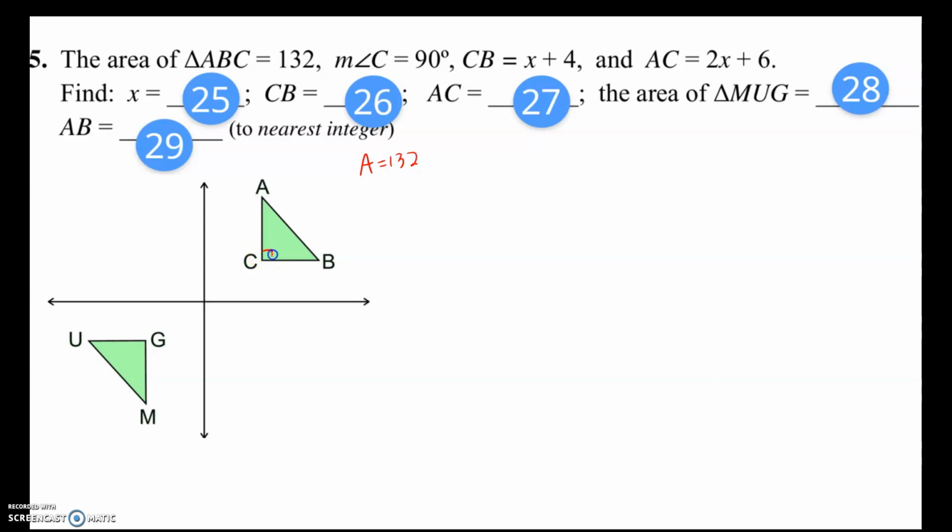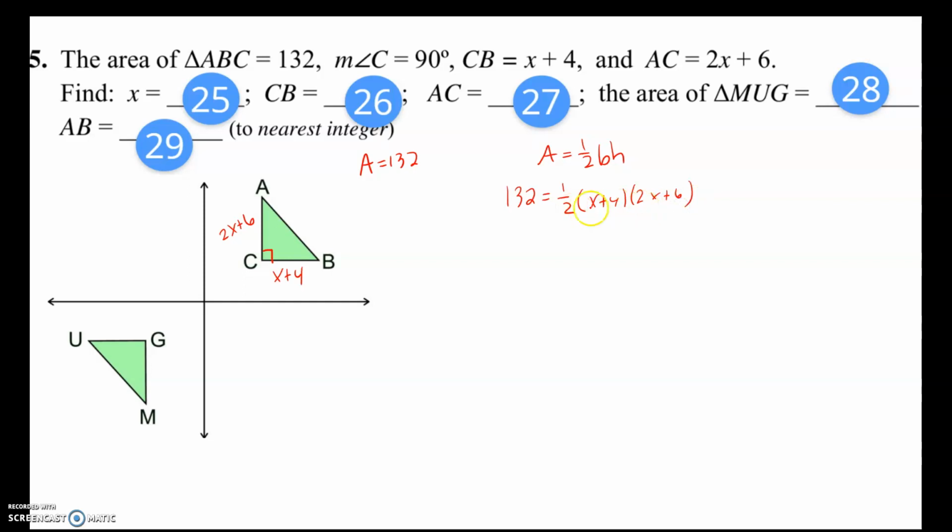They're telling you angle C is 90 degrees. CB has the length of x plus 4 and AC is 2x plus 6. They want us to find the value of x. Well, if we recall, the area of your triangle is equal to 1/2 your base times your height. All right, so I know my area is 132, so I'm going to replace my area with 132 and set that equal to 1/2 your base. Your base here is x plus 4, and your height here is 2x plus 6.